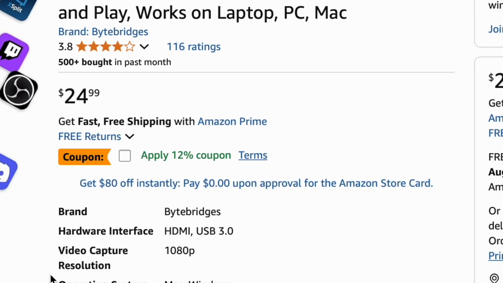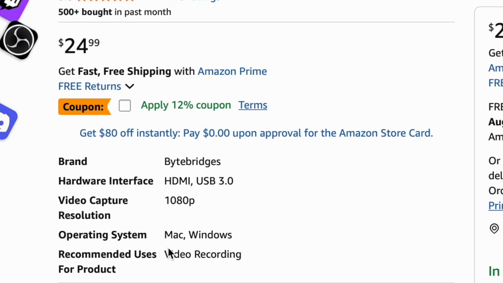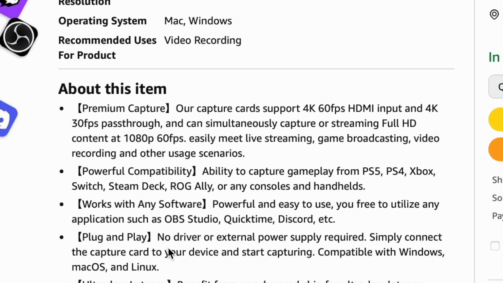All right, so let's take a closer look at this thing and see what it has to say about that HDMI pass-through, because that is super important. And if we scroll down right in the first line of the description, we can see that this capture card supports 4K 60 frames per second HDMI input and 4K 30 frames per second pass-through.